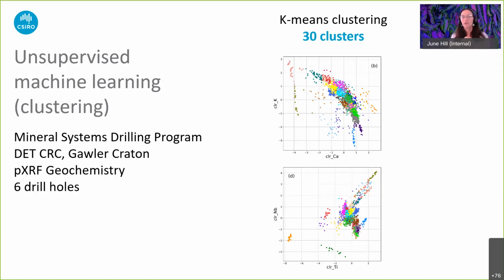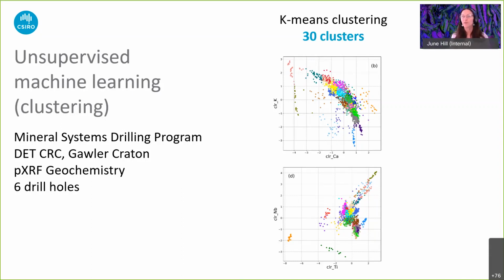So these two graphs I've got here, this data is from the Mineral Systems Drilling Program, which was part of the Deep Exploration Technologies CRC. They drilled a number of holes in the Gawler Craton, and this is the PXRF geochemistry from 6 of those drill holes. I've just plotted a few of the variables here. The top one's potassium and calcium, the bottom one's niobium and titanium. And I've run a clustering algorithm on this, the k-means clustering algorithm, and I asked it to find about 30 clusters. I chose 30 because that was approximately the number of different rock types that the geologist logged.